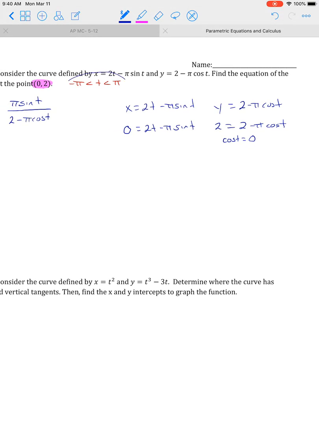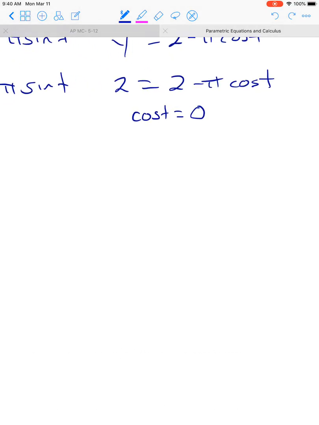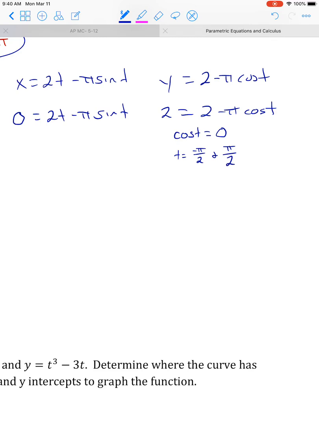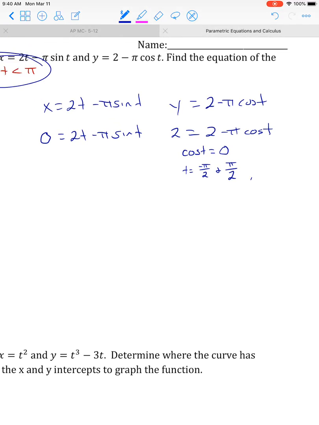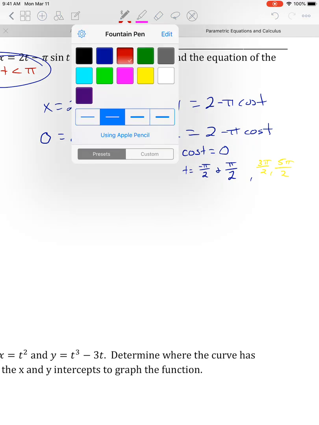Okay, key here becomes my domain restriction. The time constraint they gave us was negative pi to pi. So when we're thinking about where cosine is 0, there are 2 answers: negative pi over 2 and pi over 2. So there's 2 different times on the right. Now I've got to go over to the left. There technically are more outside of this domain, 3 pi over 2, 5 pi over 2, whatever. There are lots and lots of them, but they don't fit the restriction. So I'm not done there.